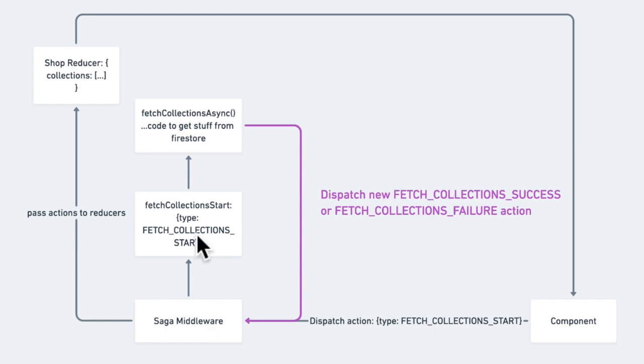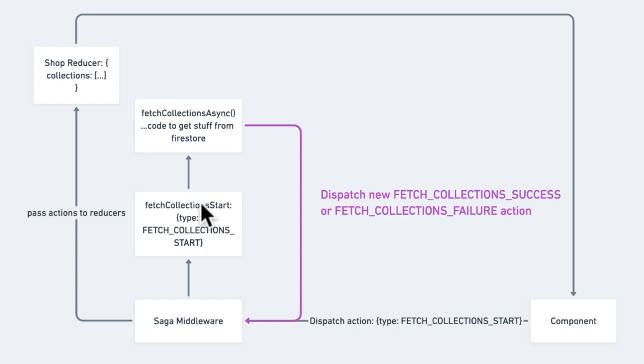And we happen to have a saga that's listening for that fetch collection start, which is our fetch collections start saga. This saga listens for that action that we just dispatched from our component, and then it fires off its own function call, yielding to another saga, which was our fetch collections async saga. So the moment this saga heard this fetch collection start, it then took that action and passed that action into whatever other saga we wanted to fire based on that action.